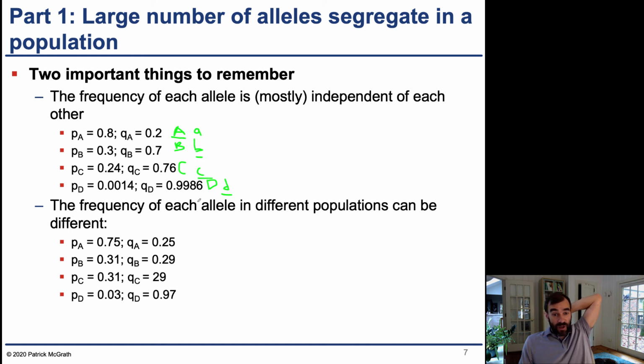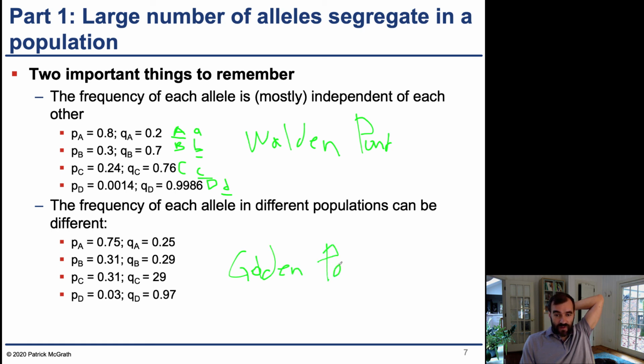And then, we can also look at different populations. So frogs in Walden Pond, frogs in Golden Pond. And if we calculated these numbers for these different ponds, very likely we would not have the exact same numbers. So, in one pond it's 80%, in the other pond it's 75%. In one pond for the capital B, it's 30%, here it's 31%, and so on and so forth.